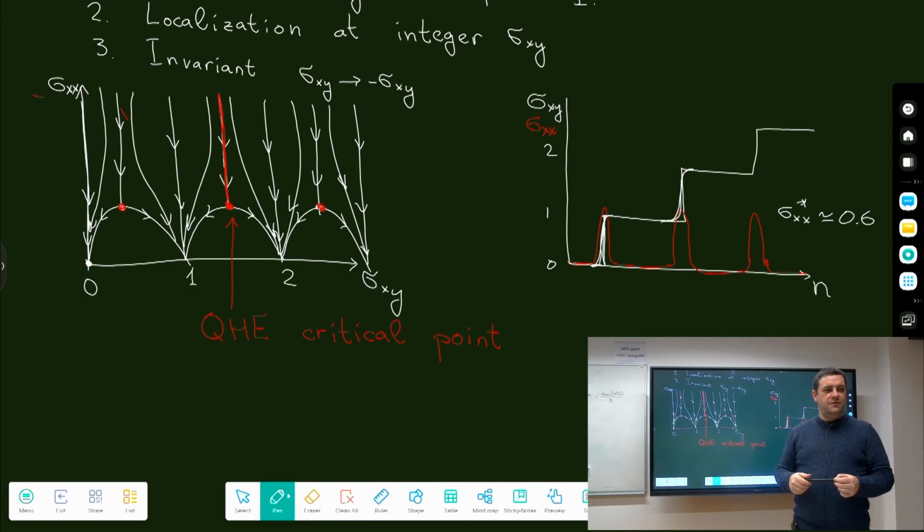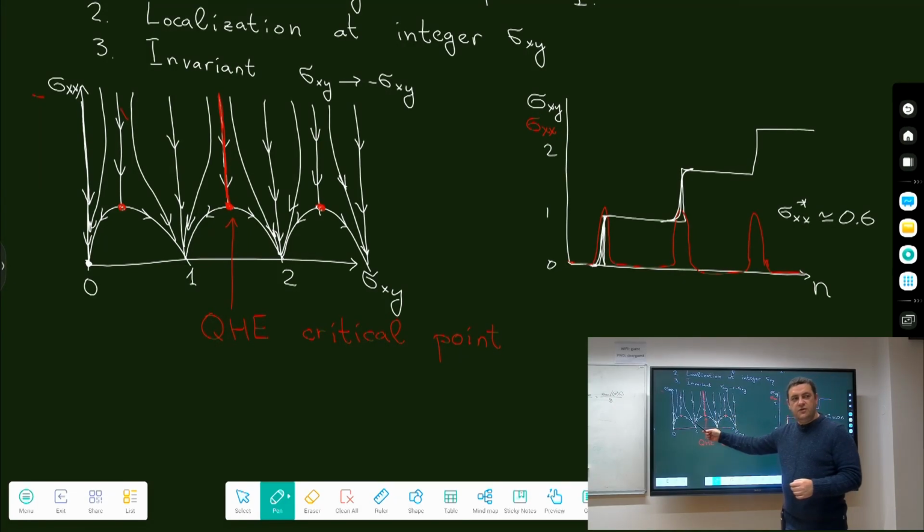So you want to say that even for large n, the answer will still be yes. Okay, good. But for large n, you will start with a larger value of sigma xx, because it's also proportional to n, to the total density, and you need much larger scales to flow all the way down to 0. That's why it's harder to observe. Okay, good.